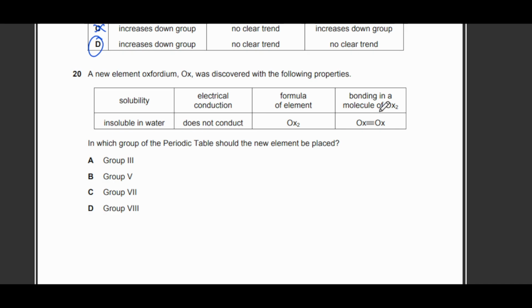So you need to think about this in a simple way, right? What other element that you can think of has a triple bond? N2, right? Nitrogen is triple bonded, and it can also be found in this form. It does not conduct electricity, and it is also insoluble in water. So nitrogen shares all of these properties with oxfordium. So if you were to put this in a periodic table, where would you put it? You have to put it in the same group as nitrogen. So what group is nitrogen in? Group 5.